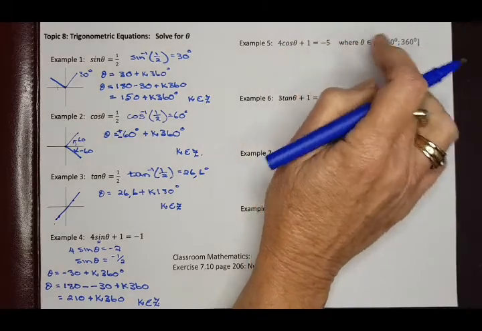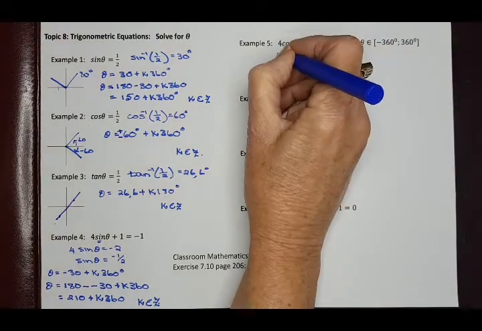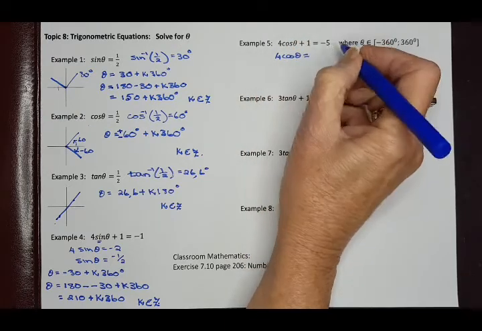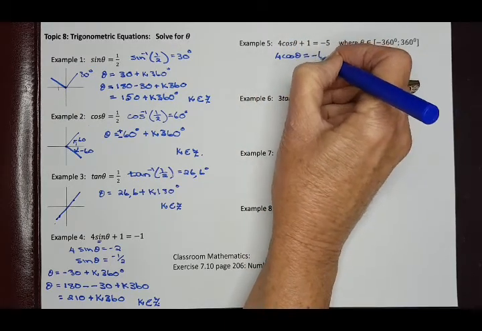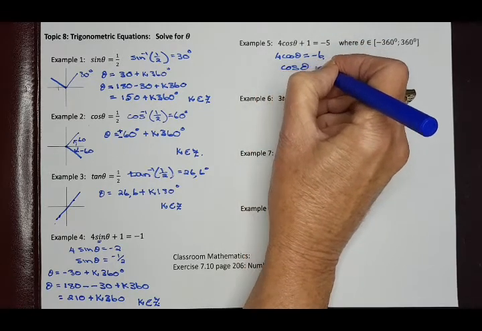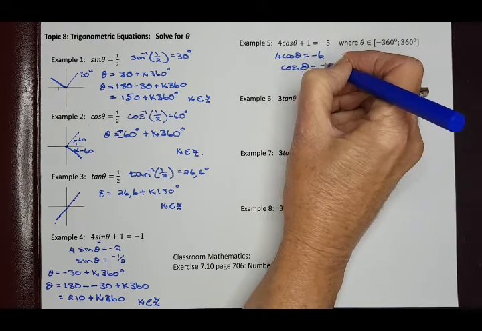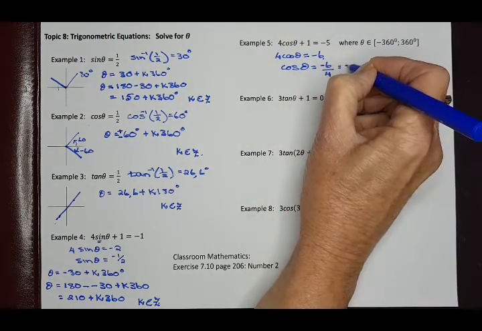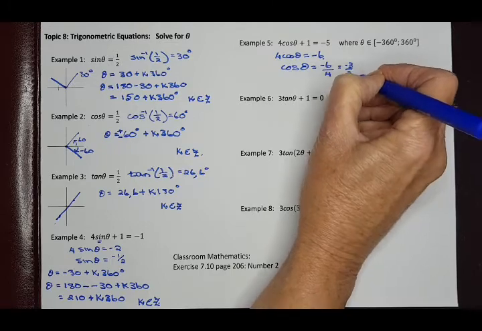Right, let's have a look at this example over here. We have that 4 cos theta is going to equal minus 5 minus 1, which is minus 6. So cos theta is going to be minus 6 over 4. Okay, in other words, minus 3 over 2.